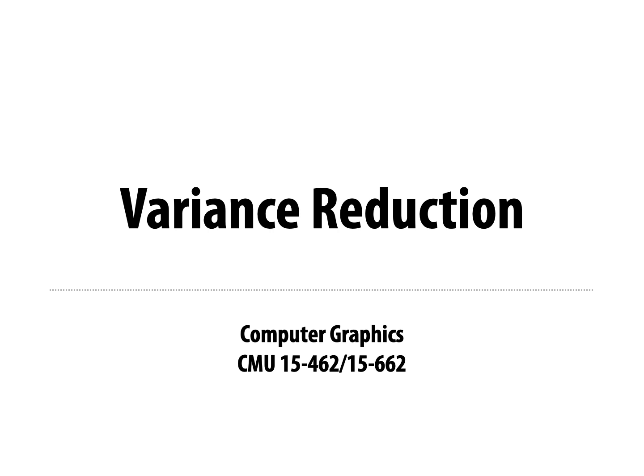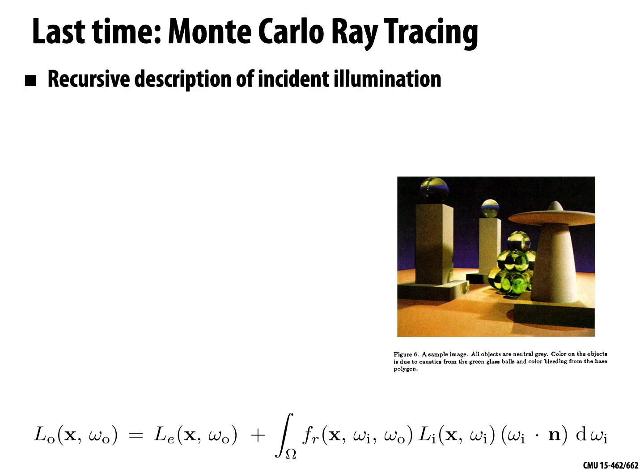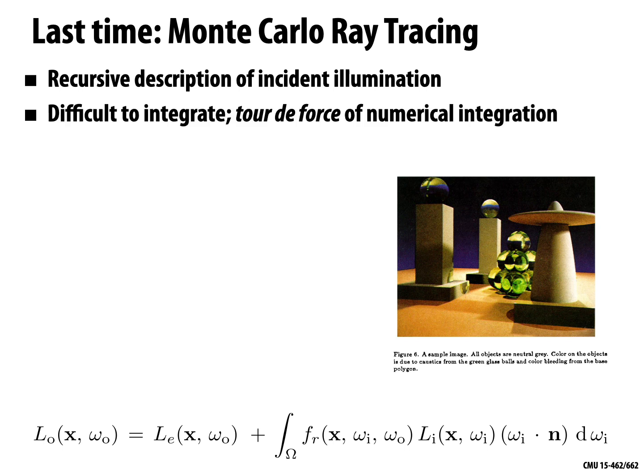So today we're going to wrap up our discussion of physically based rendering with a discussion of techniques to reduce variance. Last time we talked about Monte Carlo ray tracing, where we said that the basic way we're going to generate an image is through the rendering equation, which gives us a recursive description of the incident illumination. Because this is a recursive integral equation, it's very difficult to evaluate. To get any kind of estimate of what the solution should be, we really need to go pretty deep into numerical integration. And that leads to a lot of sophisticated strategies.